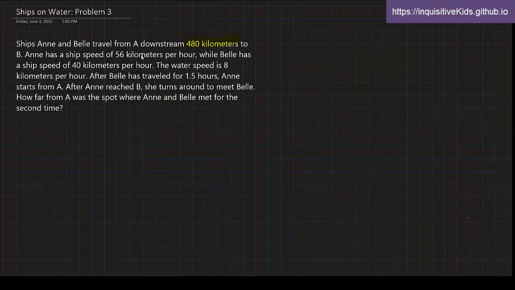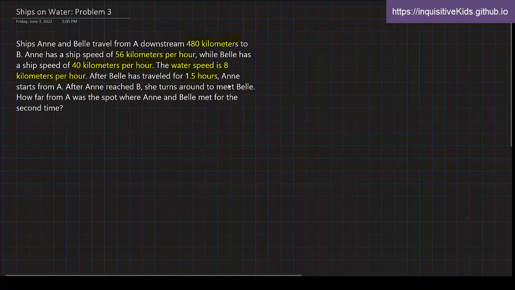Anne has a ship speed of 56 kilometers per hour, while Belle has a ship speed of 40 kilometers per hour. The water speed is 8 kilometers per hour. After Belle has traveled for 1.5 hours, Anne starts from A. After Anne reached B, she turns around to meet Belle.